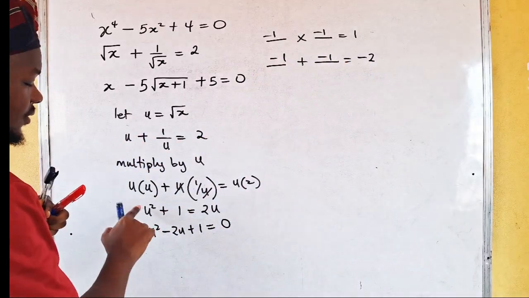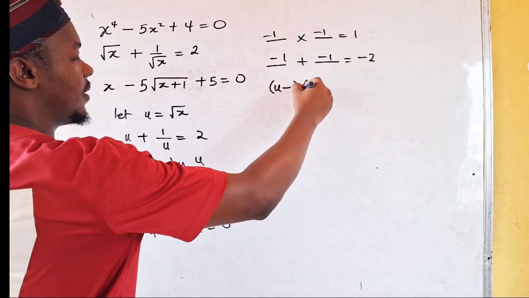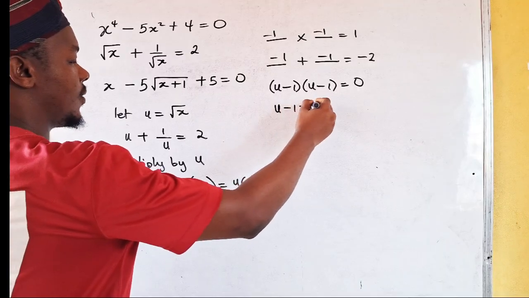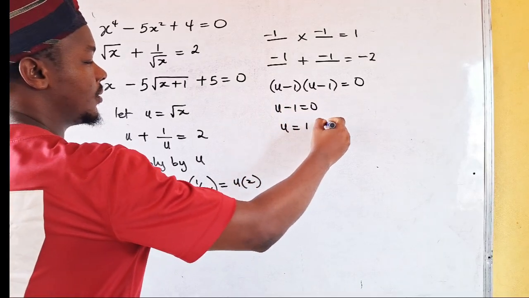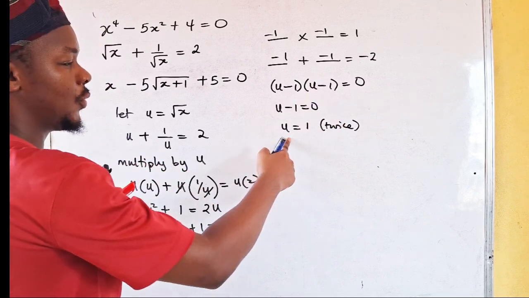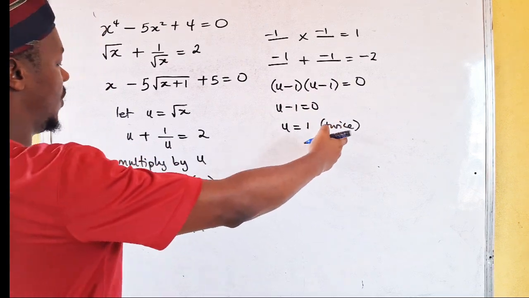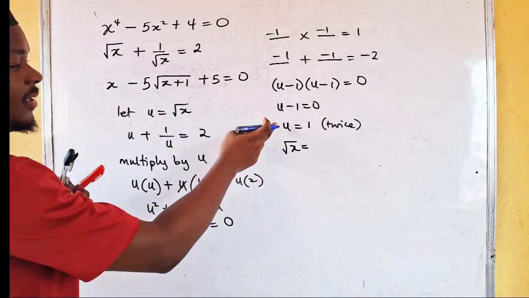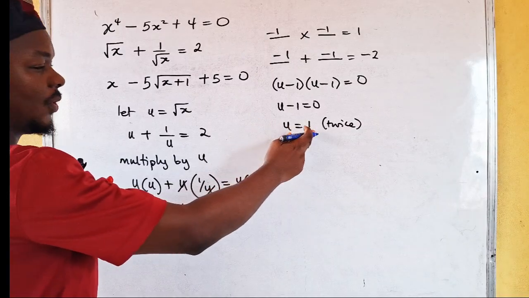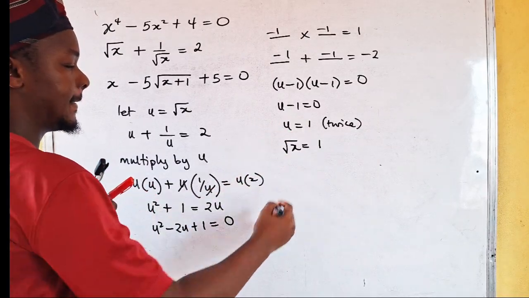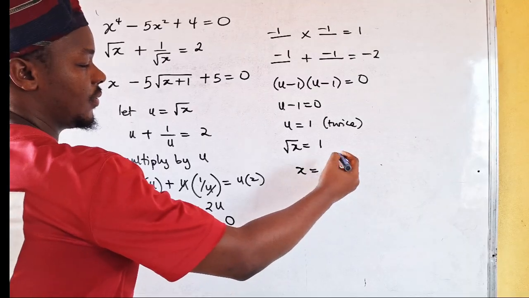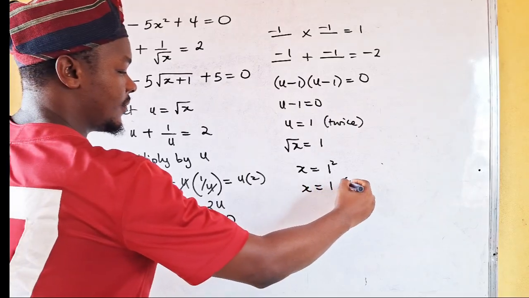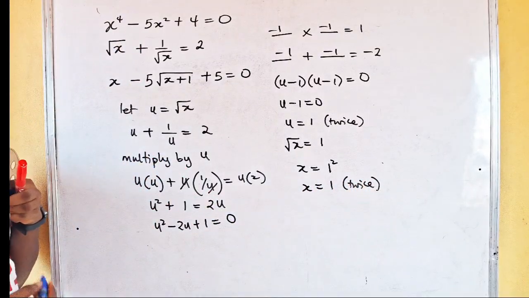What that means is that u minus 1 times u minus 1 is 0. So u minus 1 is 0, so u is equal to 1 twice, because this is also giving u equals 1. Since u is equal to 1, and you remember that root x is equal to u, root x is equal to 1. So x will be equal to the square of 1, which is still 1. So x is equal to 1 twice. That's the answer to your question. Let's do the third one.